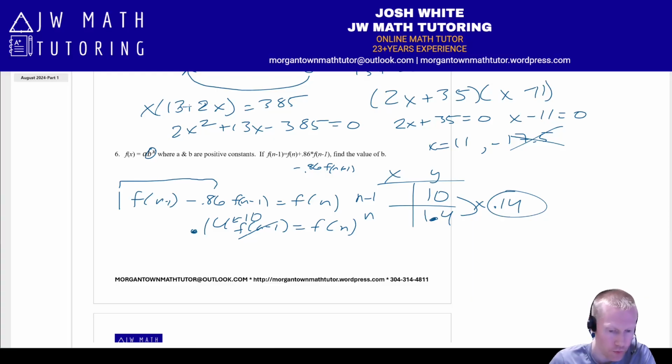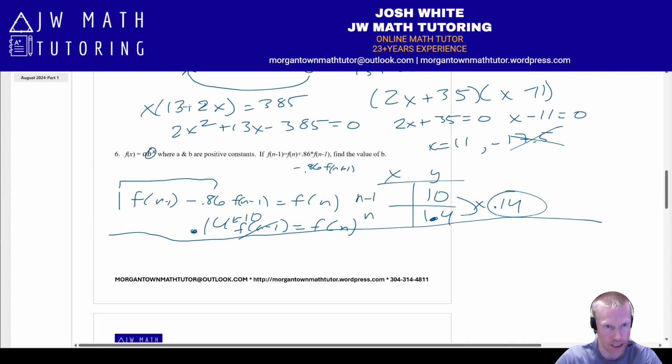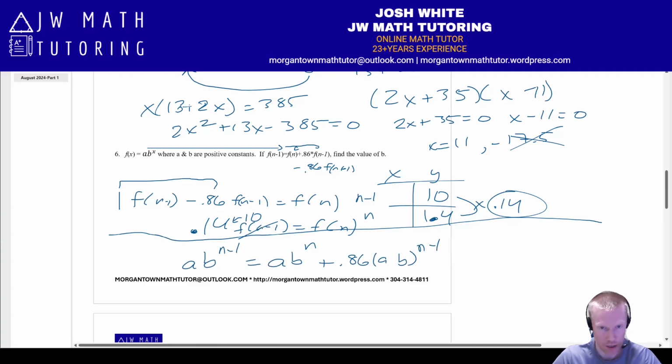Now, an alternate way you could do this, and this is a bit more theoretical, but I'll just show you because this is actually kind of the first way that I did it, is I just plugged all this stuff in for the f of x and everything, in all these expressions, and then I solved actually for b. So what I mean by that is f of n minus 1 means I have a, b, and then for x I'm plugging in n minus 1. And then f of n means I have a, b to the n. And then I've got 0.86 times a, b to the n minus 1.